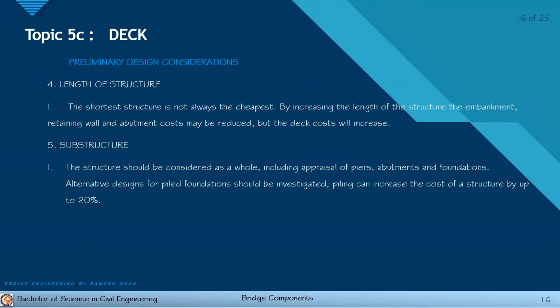So next we have the substructure. The structure should be considered as a whole, including the appraisal of piers. So later my group mates will also report about the piers, abutments and foundations. Alternative designs for piled foundations should be investigated. Piling can increase the cost of the structure by up to 20%.